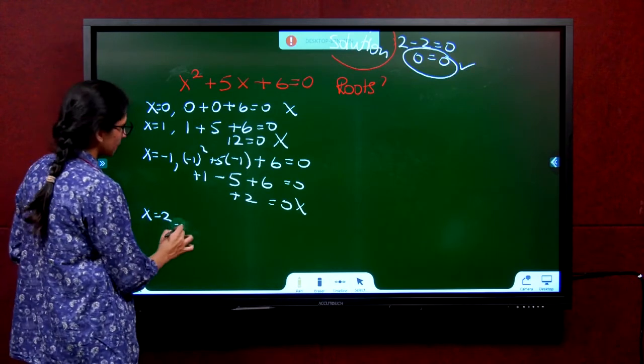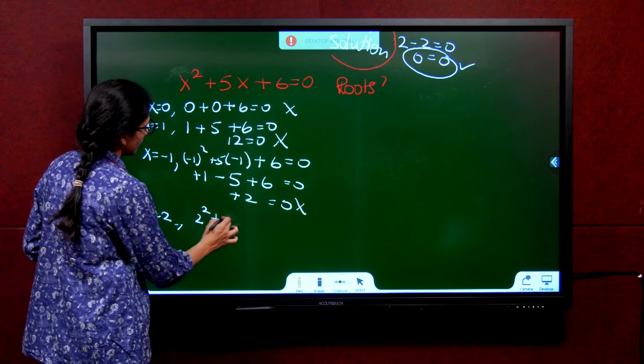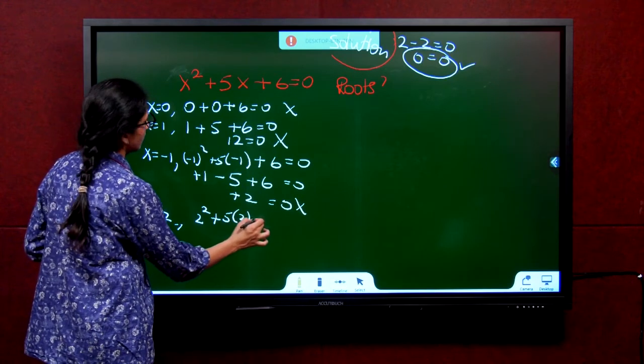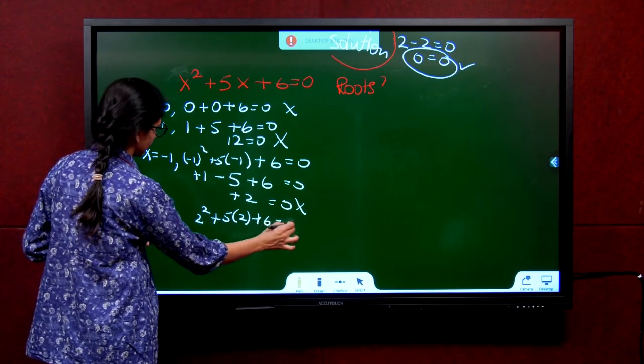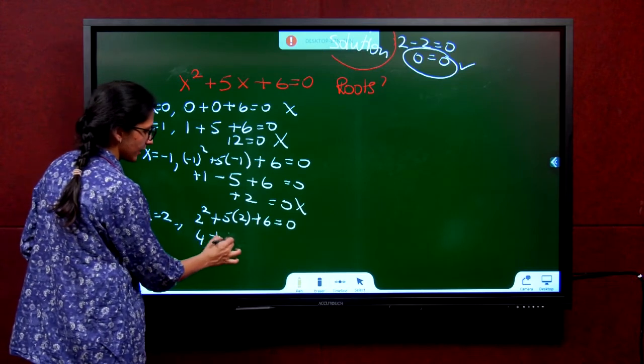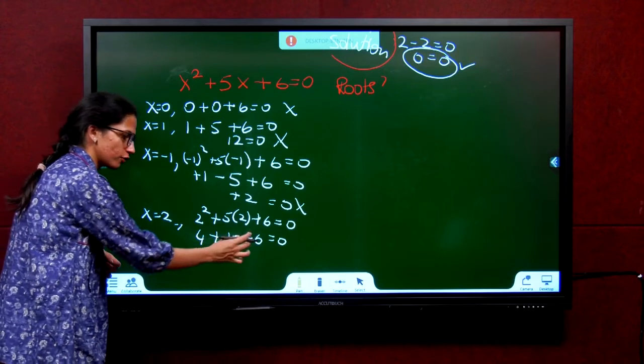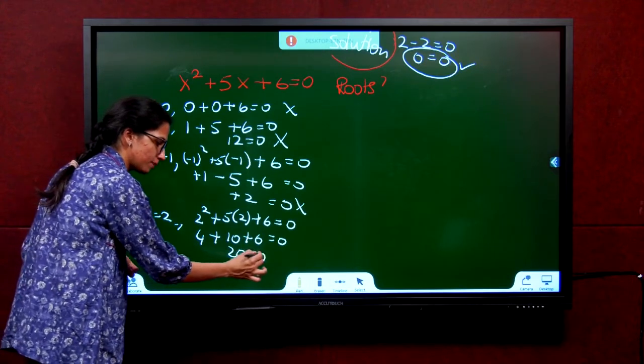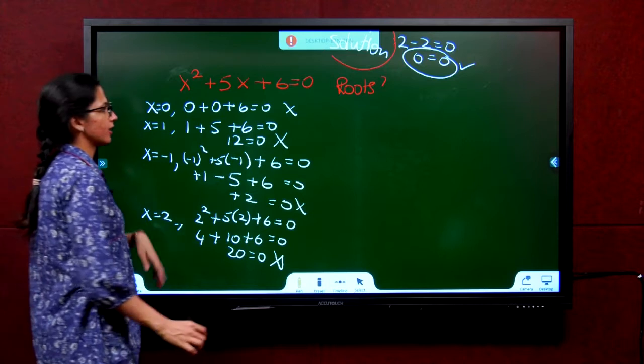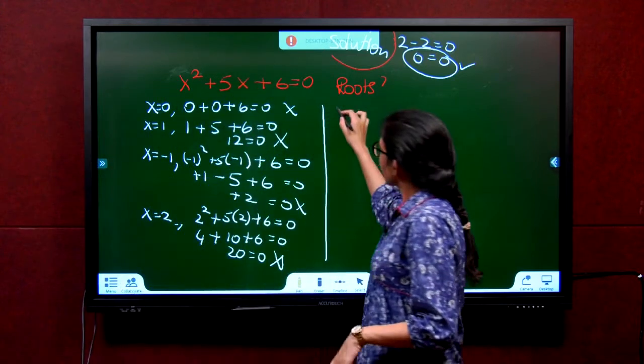X equals 2, what happens? 2 square plus 5 into 2 plus 6 is 0. 4 plus 10 plus 6 is 0. 4 plus 10, 14. 14 plus 6, 20. Is it possible? No. So even this is not the answer. So now we go for the negative number.